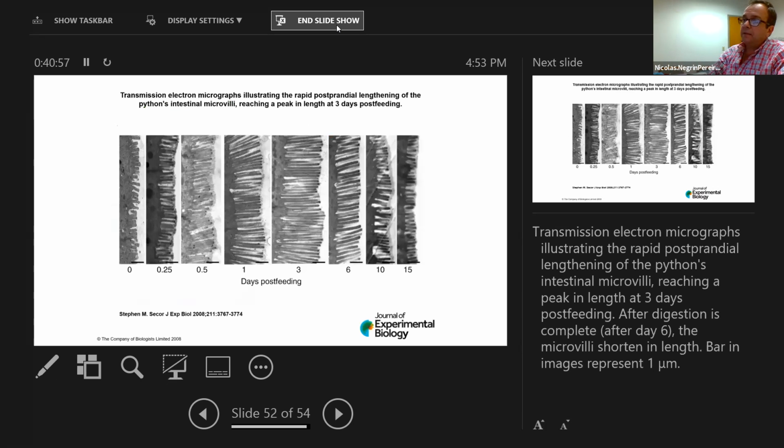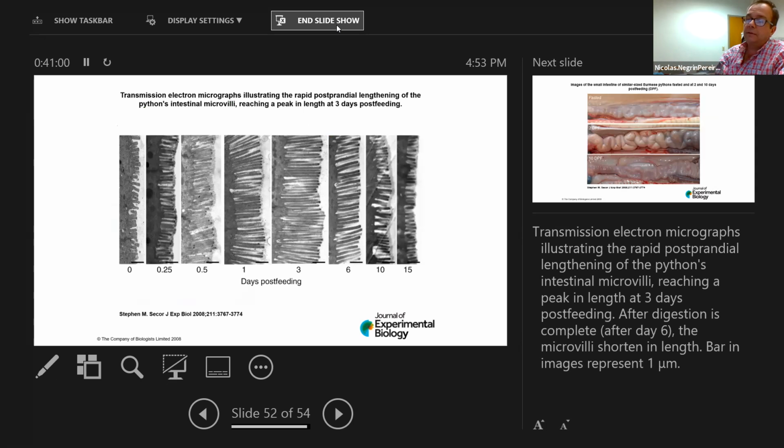And we can see in this transmission electron micrograph the rapid postprandial, which means after meal, lengthening of the microvilli of the python's intestinal cells. They reach a peak in length by day 3 after meal, or post-feeding. And we can see that after the digestion is complete, around day 6, the microvilli go back to the original length.